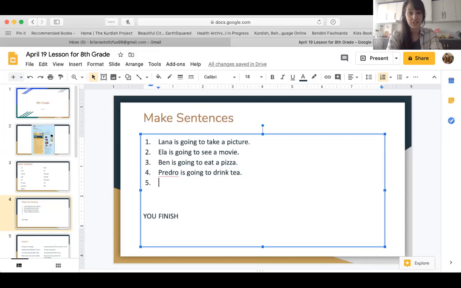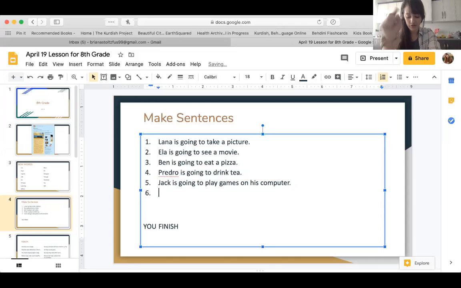All right, let's do number 5. We have the subject, which is Jack. Jack is going to, what do you think he's going to do? Maybe play video games on his computer? Let's try that. Jack is going to play games on his computer. Now you do 6, 7, and 8. Pause the video and then start when you're finished.